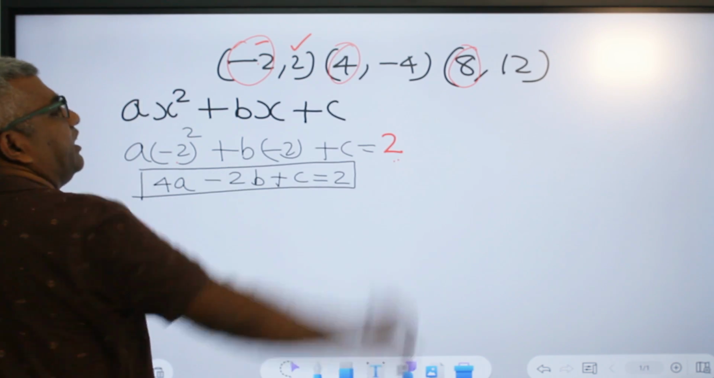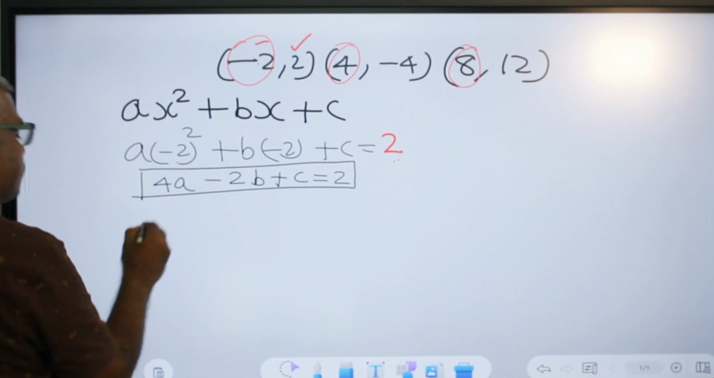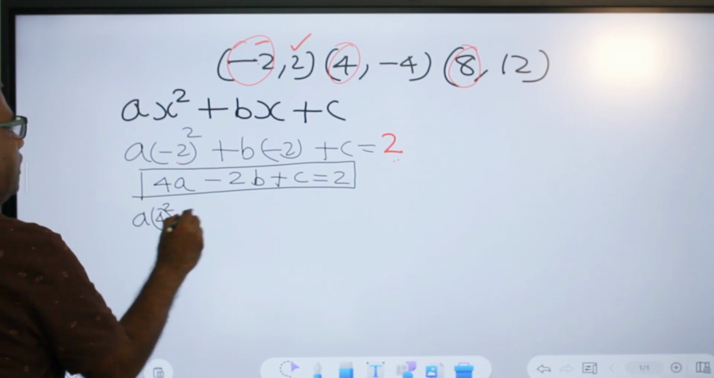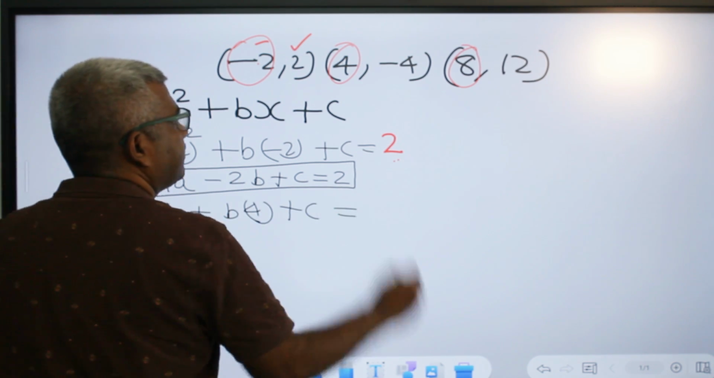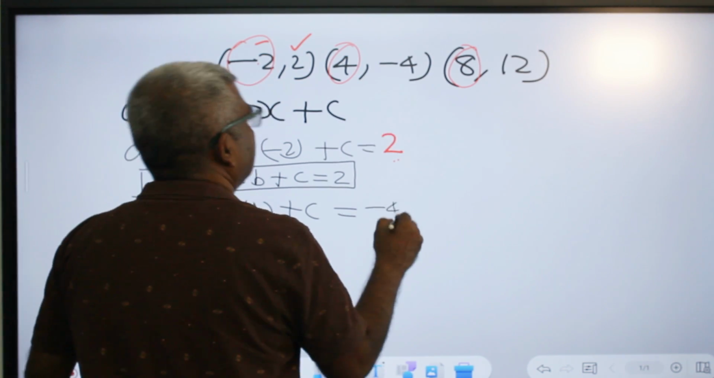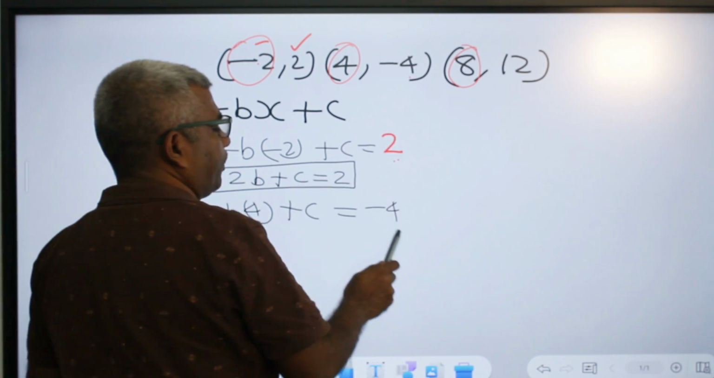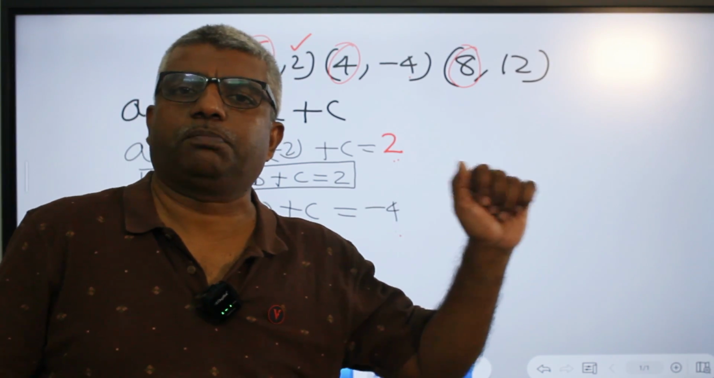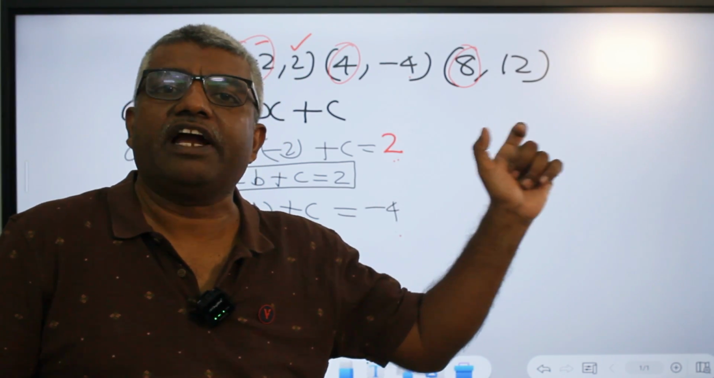Now, second, in place of x, we are going to substitute 4. a(4 squared) plus b(4) plus c is equal to what? Minus 4. We substitute 4 in place of x, and minus 4 is y. Always ax squared plus bx plus c is f of x, or y. That value is the y value.